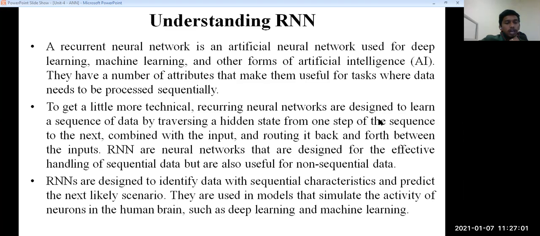RNNs are designed to identify sequential characteristics and predict the next likely scenario. They are used in models that simulate the activity of neurons in the human brain, such as deep learning and machine learning. Similar to the working of the human brain, the RNN can be used for many applications with respect to deep learning and machine learning concepts.